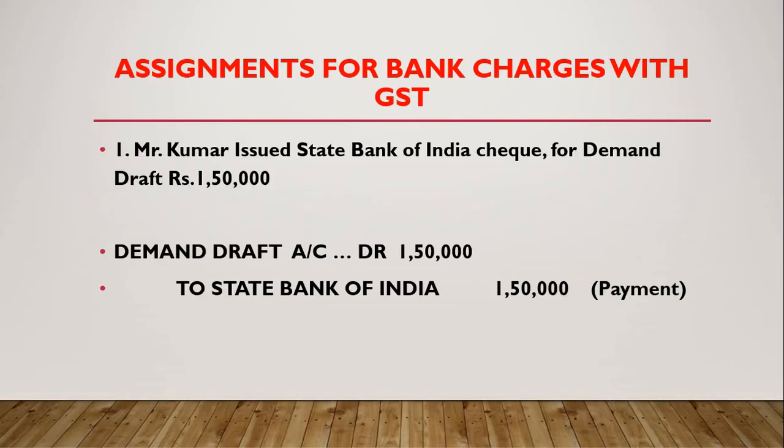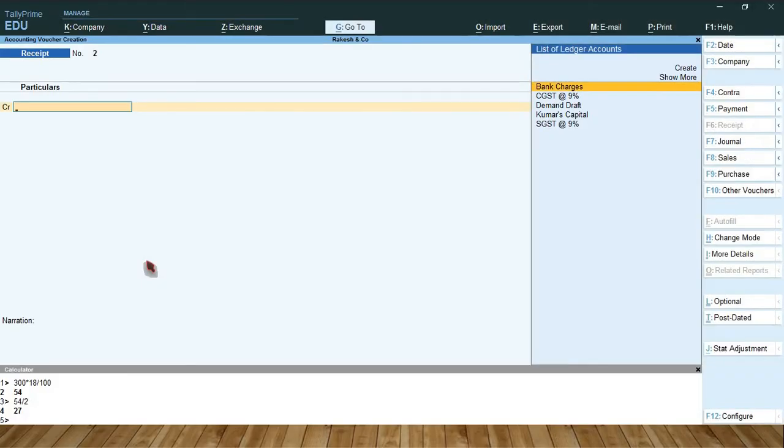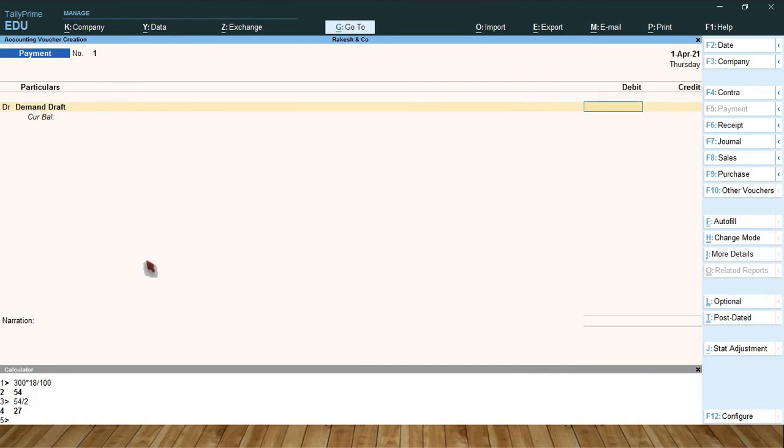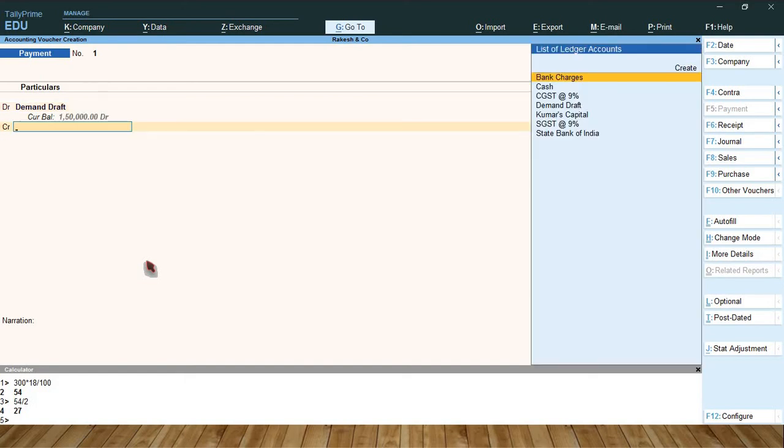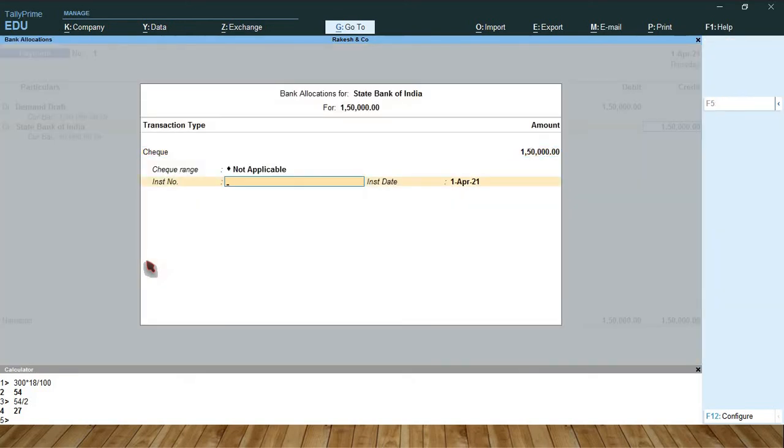Mr. Kumar issued a State Bank of India check for a demand draft. In the payment voucher, demand draft account debit to State Bank of India 1,50,000. Go to payment voucher, select demand draft 1,50,000 rupees. Credit to State Bank of India. So type the check number.